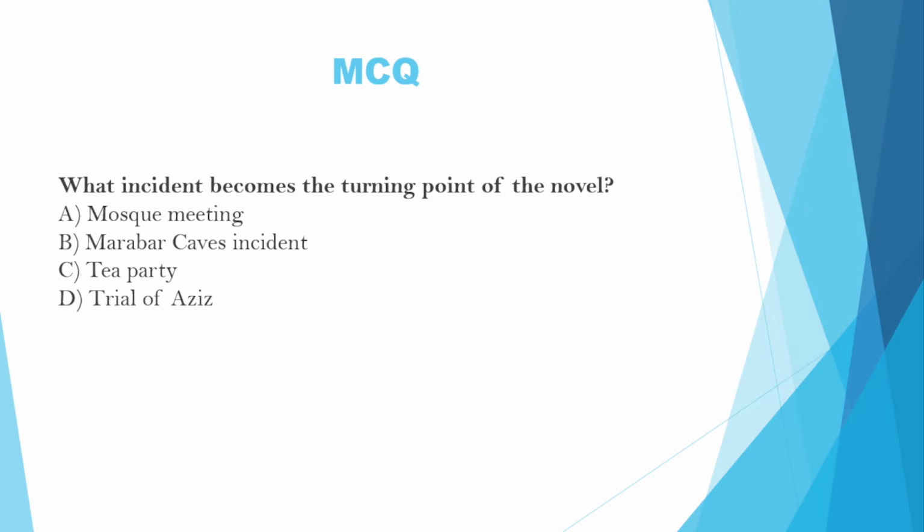Next question is, what incident becomes the turning point of the novel? Option A mosque meeting, option B Marabar Caves incident, option C tea party, option D trial of Aziz. The correct answer is B, Marabar Caves incident.